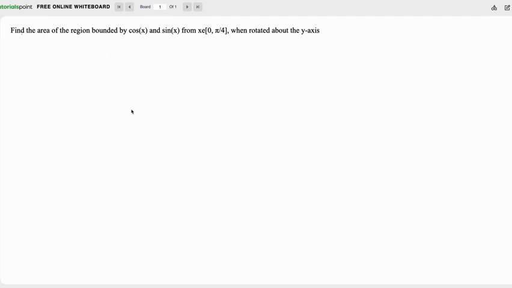Okay, so the problem reads, find the area of the region bounded by cosine of x and sine of x from x equals 0 to x equals pi over 4 when rotated about the y-axis. So the first thing I'd want to do is find out where these curves intersect in the first quadrant. So I would do that by setting them equal to each other.